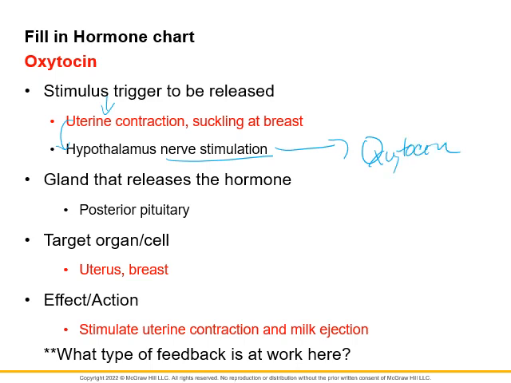What's the gland that releases the hormone? Posterior pituitary. What's the target? The uterus and the breast. And what's the effector action? It stimulates uterine contraction and milk ejection.